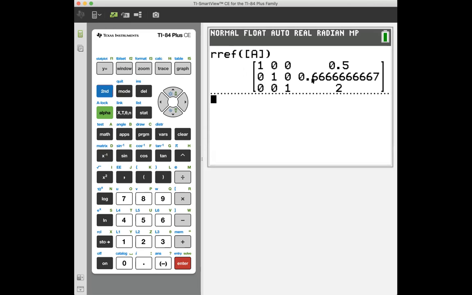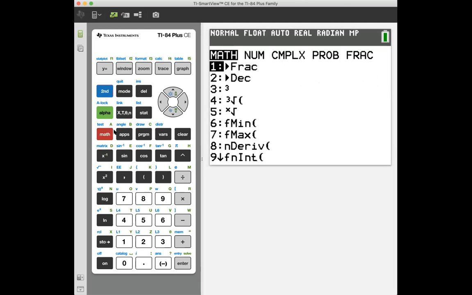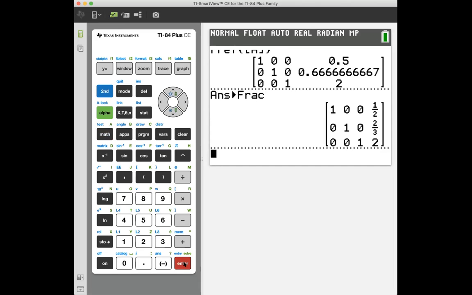Okay, now what it gave me is decimals, but that decimal keeps going and keeps going. So let's turn this into a fraction. Turning a matrix into a fraction is exactly the same as turning a decimal into a fraction when we're doing calculations. We're going to go into the math menu and turn it into a fraction. Enter, enter. And so we've turned our matrix into the solution matrix, but now we have fractions.